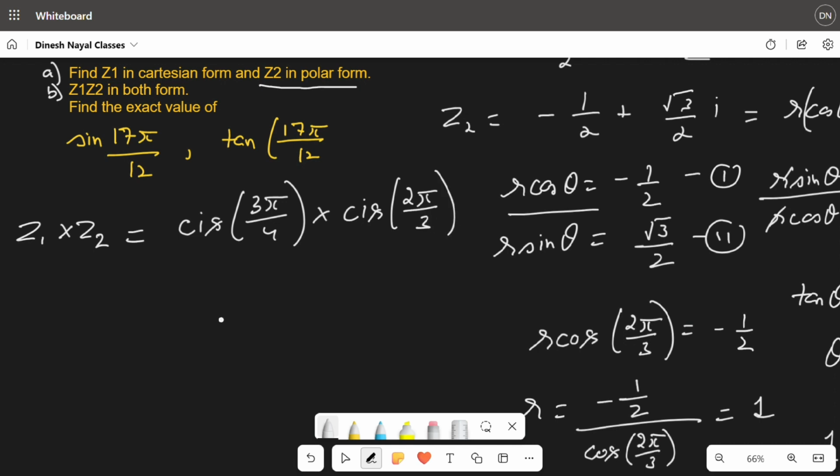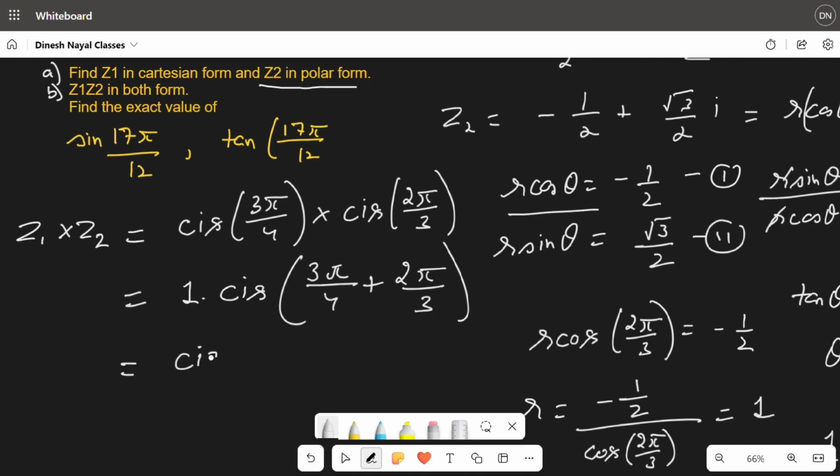Now we know that during multiplication, both of their moduli are 1, so 1 times 1 is 1 only. You can just write 1 over here, or even if you don't write it, that's fine. So this will be cis, and then you add the arguments: 3π/4 plus 2π/3. Substitute this value in your GDC, that is 17π/12. So that's the answer in the polar form.